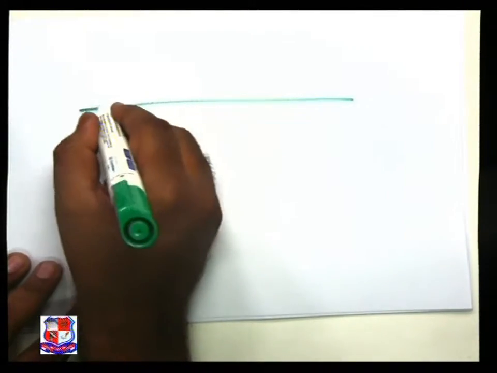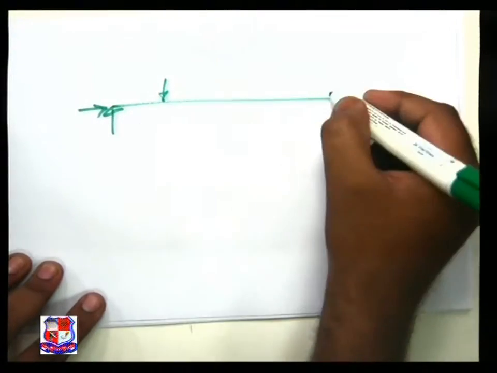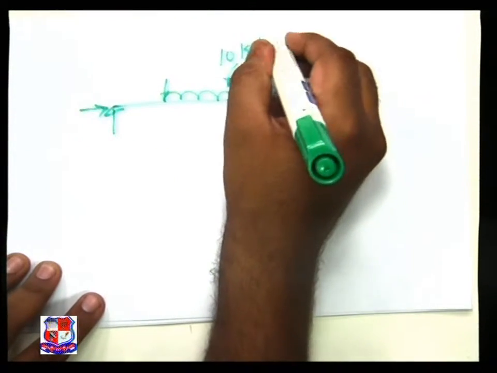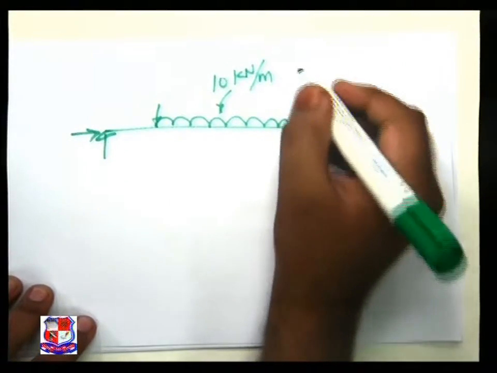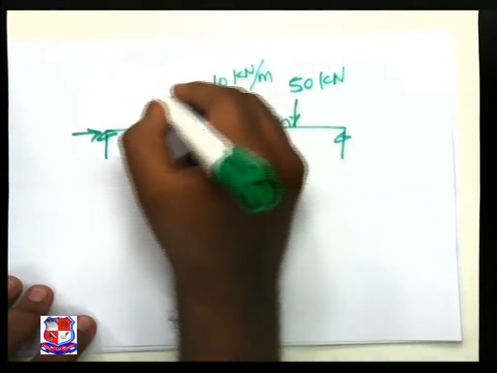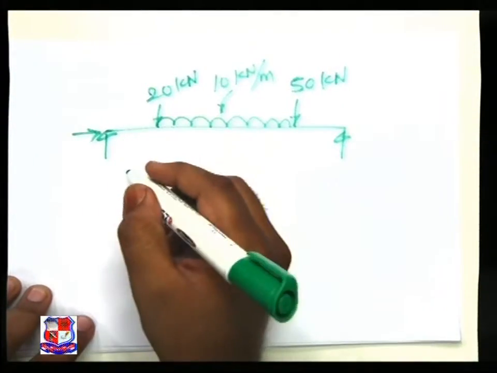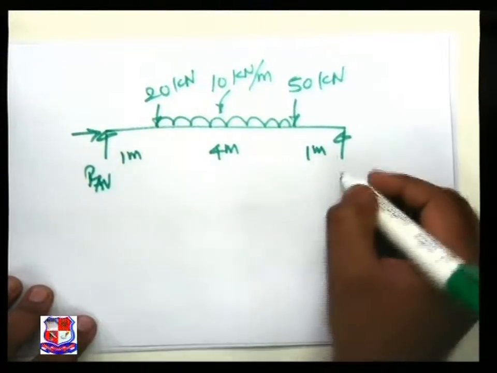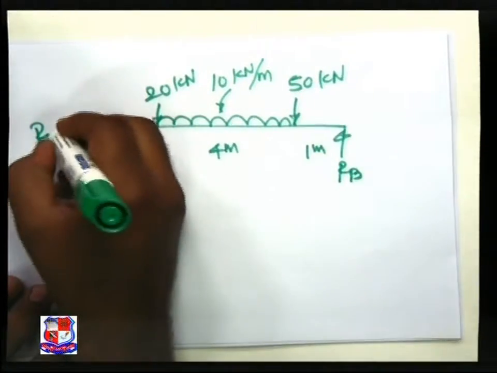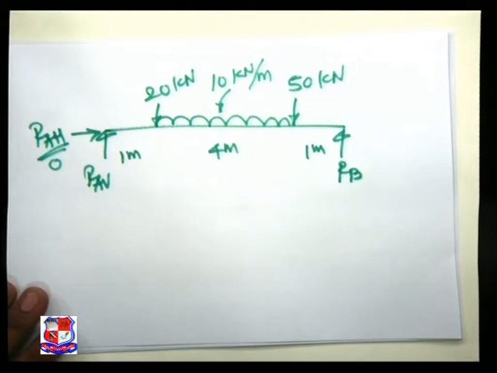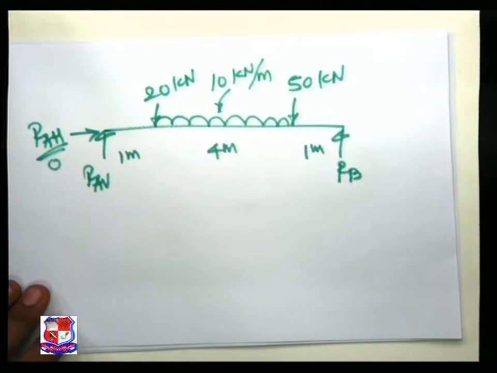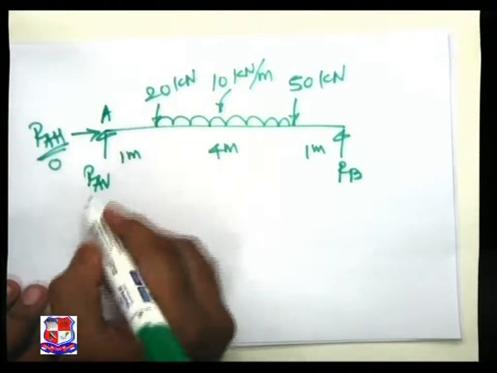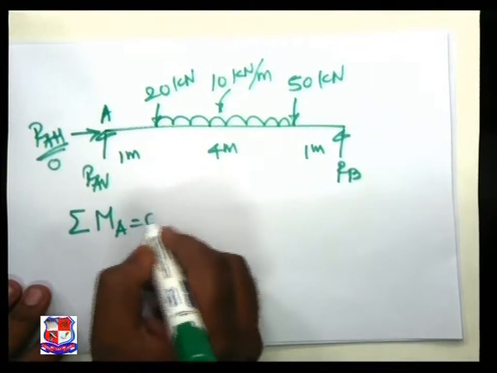This is the given beam. Fifty kilonewton, twenty kilonewton, one meter length, four meter length, and one meter. RAV and RB are the reactions. RAH comes to be zero as there is no other force acting in this particular system. We obtain one equation, RAV plus RB is equal to 110 kilonewton, using sigma V is equal to zero. Let us take sigma MA is equal to 0.